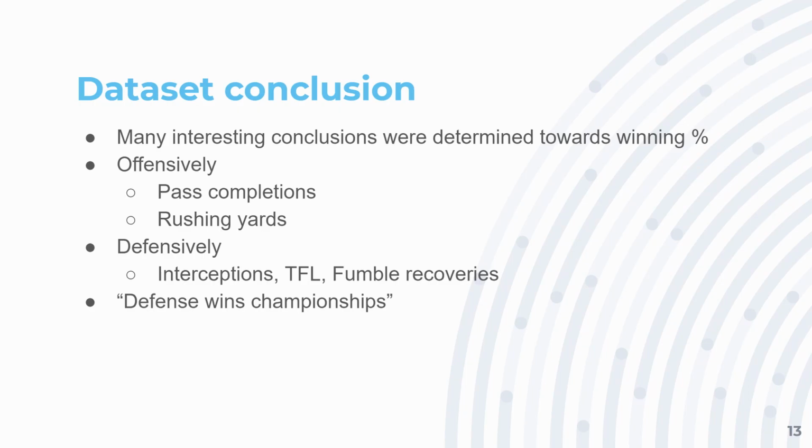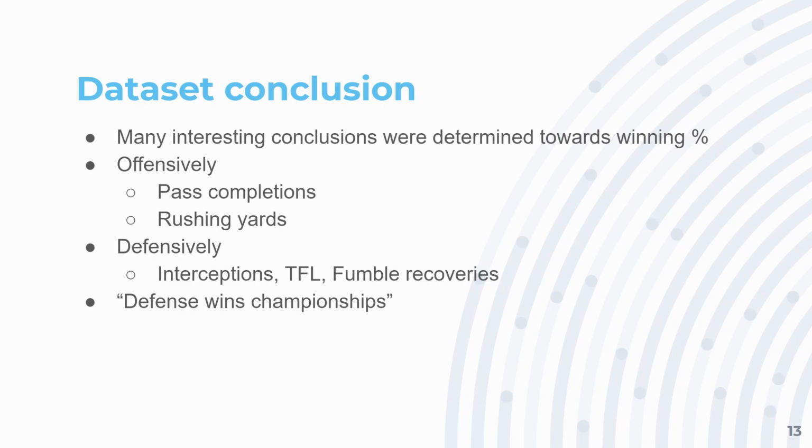In conclusion, this dataset provided many interesting conclusions to be determined. Offensively, it was determined that the single biggest predictor for winning percentage is pass completions, and it wasn't really even that close. But rushing yards also had a substantial impact. Defensively, you could conclude that interceptions are the single most impactful play defense can make to flip the momentum in a game, with tackles for loss and fumble recoveries also being important, having more of an impact on the game than holding the opponent to a strictly low yardage game.